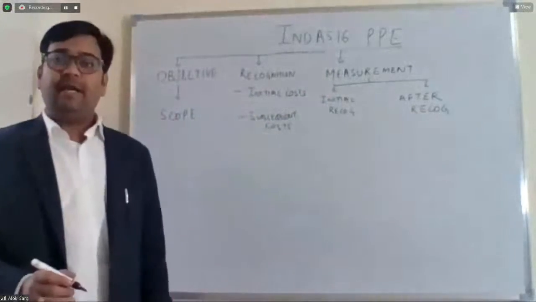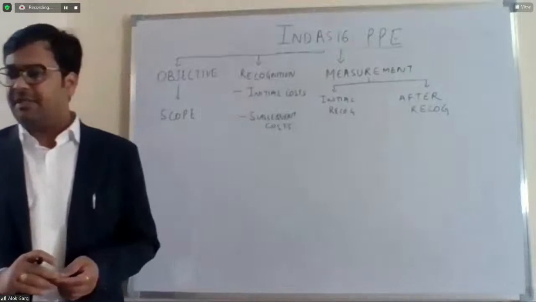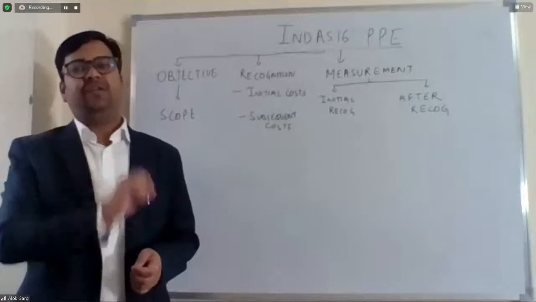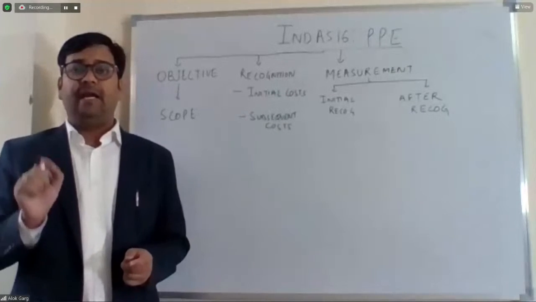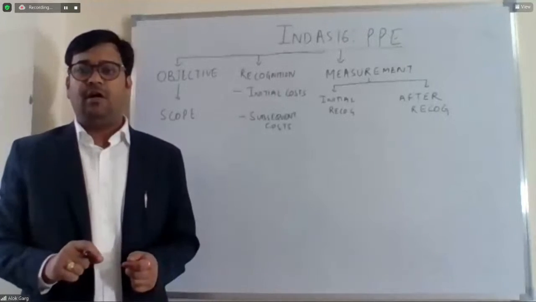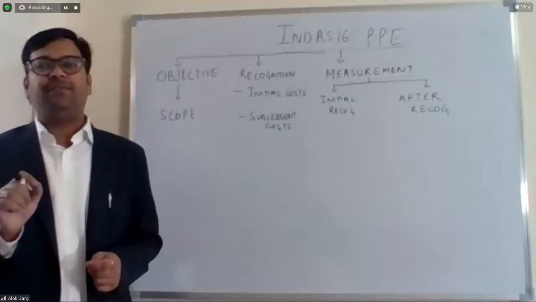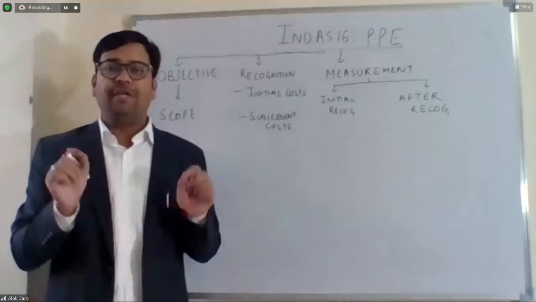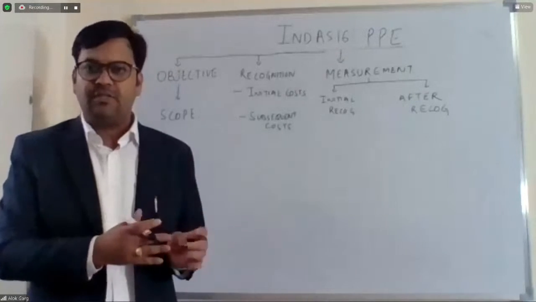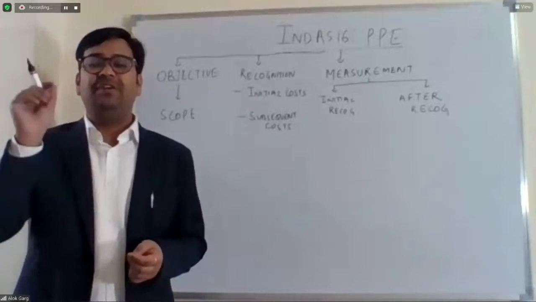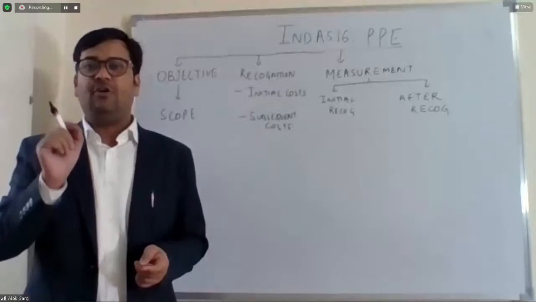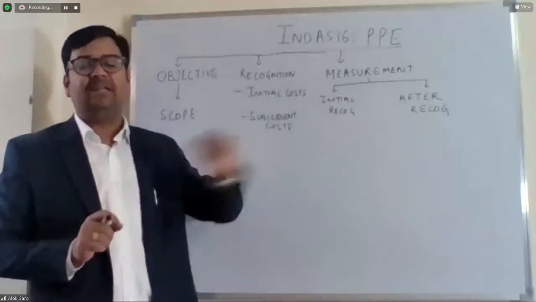What is meant by measurement at recognition? Measurement at recognition means measurement at the transaction date. For example, the company has acquired a truck, the company has purchased a machinery on today, 5th of December 2020. Okay, so it means this machinery or truck is required to be recognized as an initial cost, and at what value? So that machinery and truck is required to be recognized at cost, which is as on date, on the date of purchase. So this is known as initial recognition.